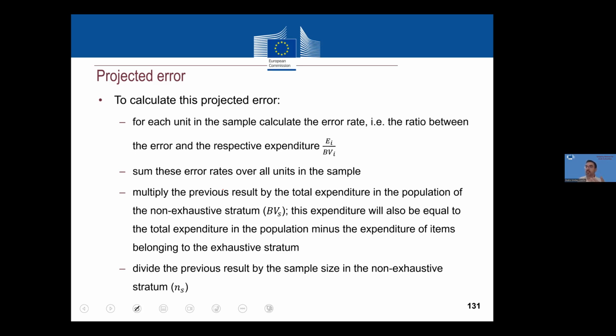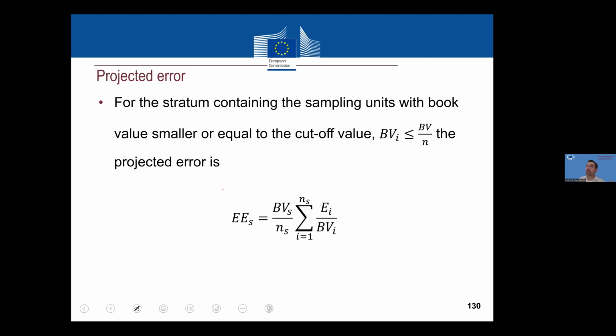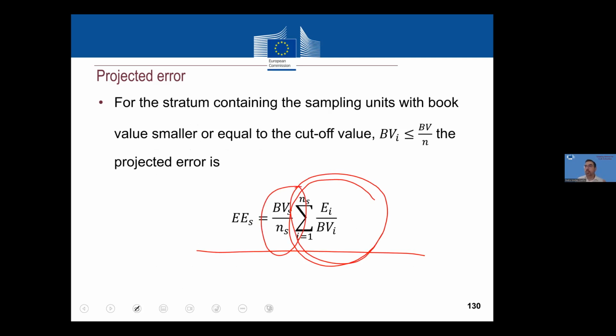Or maybe said in a more simple and eloquent language, that's it. Look here, sum of the error rates multiplied by the ratio between the book value and the sample size, that, by the way, is the sampling interval. So in other words, the projection is just the sampling interval times the sum of the error rates, okay? And that's it. Based on this, I have projected the errors from the sample into this part of the population.